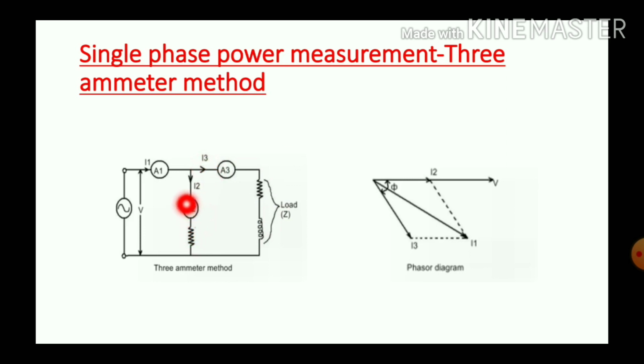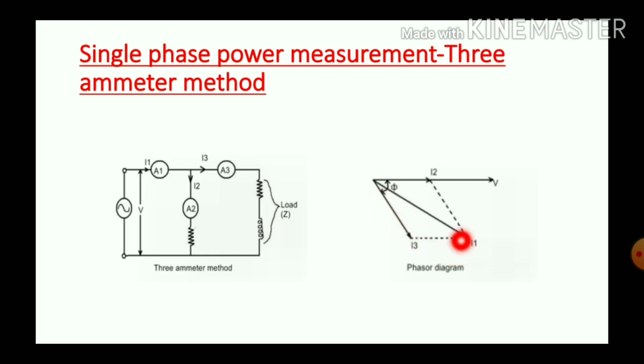Here I2 and supply voltage are in phase with each other and the current I3 always lags the supply voltage by an angle phi due to the presence of the inductor. See the phasor diagram. Here voltage V is taken as the reference vector. I2 is the current flowing through the pure resistor. So I2 and voltage are in phase with each other. I3 is the current through the RL load. So due to the presence of the inductor, current always lags the supply voltage by an angle phi.